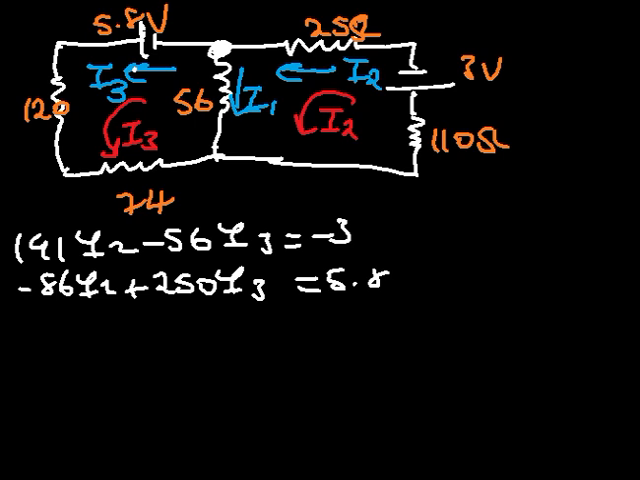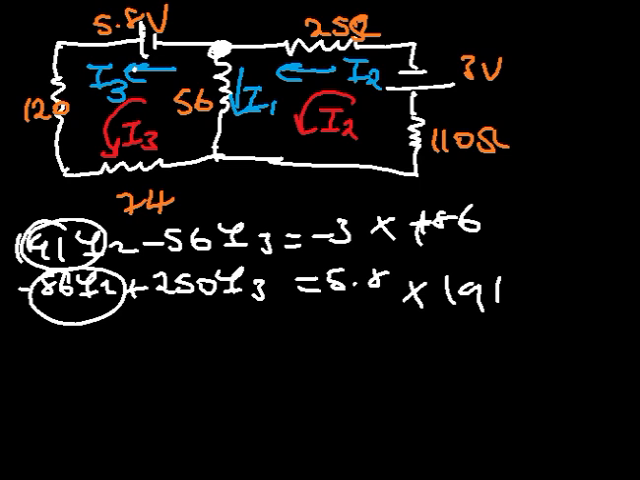Now we just have to simply use the elimination method. For this time, let's think of eliminating I2 first. So we'll multiply this one by -86, and this one by 191. Let's think of multiplying that one by a positive so that we just have to add the two equations. Since we have a positive here, this one will be given as the negative. So I hope you understand what is happening there.